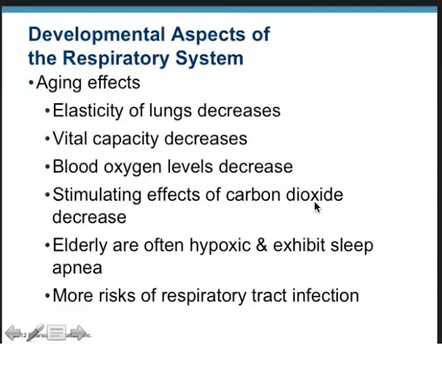Okay, stay tuned for a little explanation of what a spirometer is and some discussions of respiratory volumes and the movement of gases in the respiratory system.